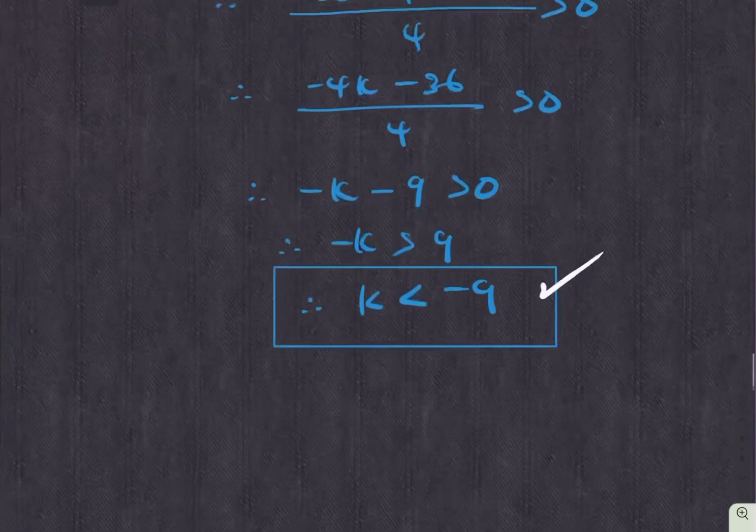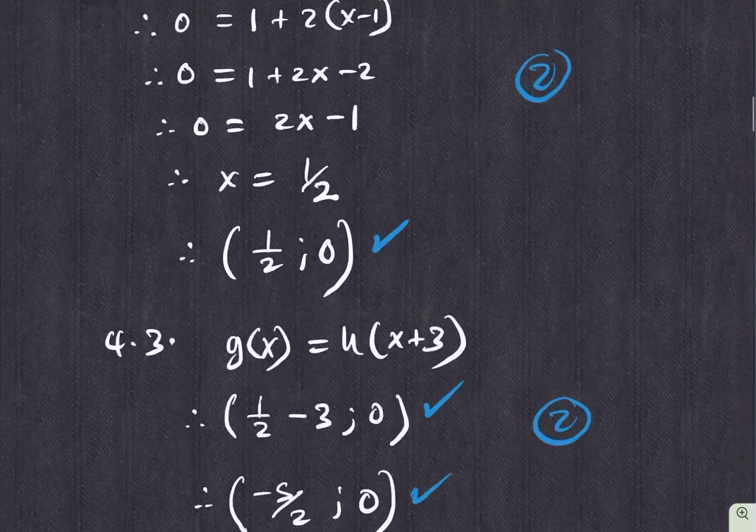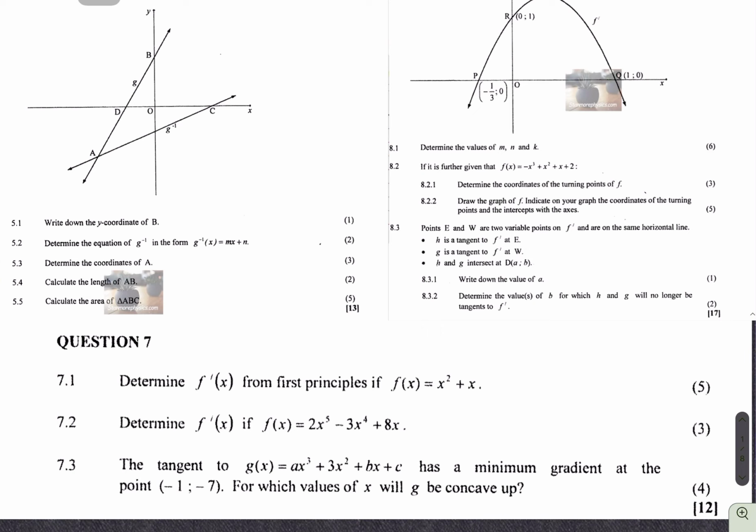How many marks was this stuff? Let me check the marks before I do anything. So that is 1 mark and 2 marks. So the other one is the coordinates of A. Okay, what's up at A? A is the intersection of the inverse and g itself. So you're going to equate the two graphs and solve for the coordinates of A.